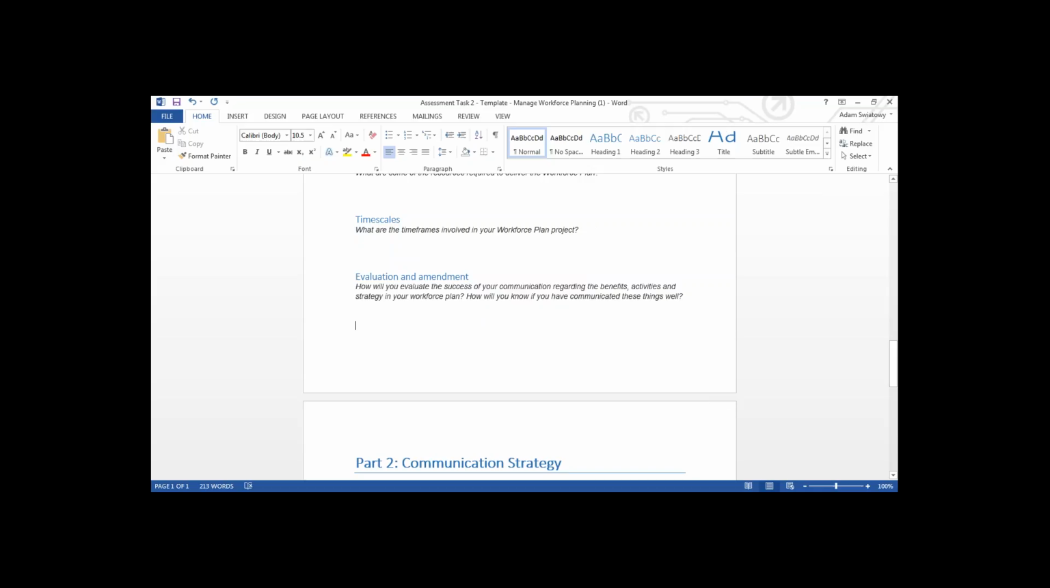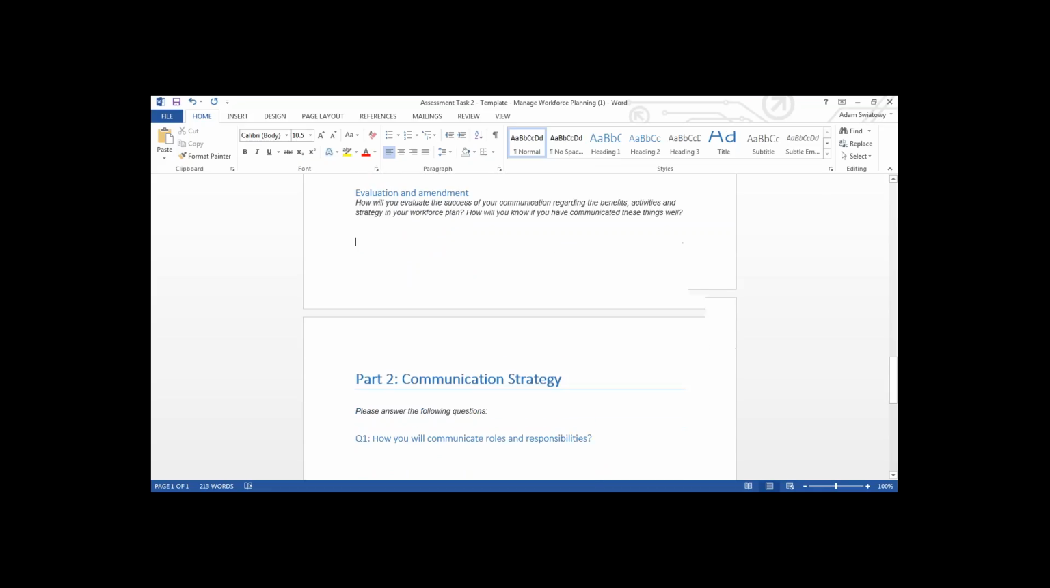And the last part is, how will you evaluate the success of your communication regarding the benefits, activities, and strategy in your workforce plan? So the question here is, how will you know if you've communicated these things well? You've designed a plan. This is all about a communication strategy, communicating back to the organisation the benefits and the reason why the organisation should engage in this particular workforce plan. The last question here is, how will you know if you've actually communicated this really well? What are your indicators, and how are you going to know that your communication has been where it needs to be?